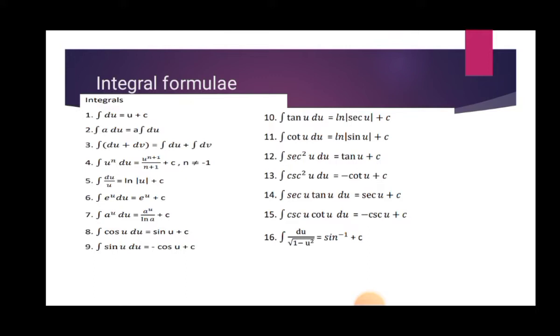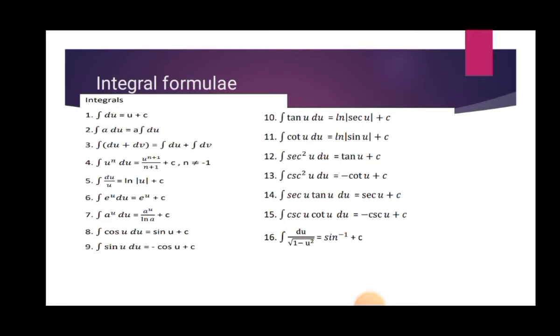Next is the integral of sin u du, which will be negative cos u plus c. And next is the integral of tan u du is equal to ln sec u plus c. The integral of cot u du is equal to ln sin u plus c. The integral of sec squared u du is equal to tan u plus c. Next we have the integral of csc squared u du is equal to negative cot u plus c.